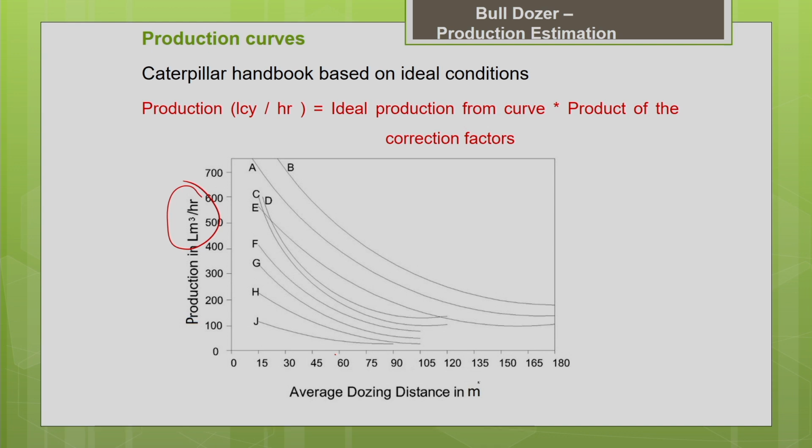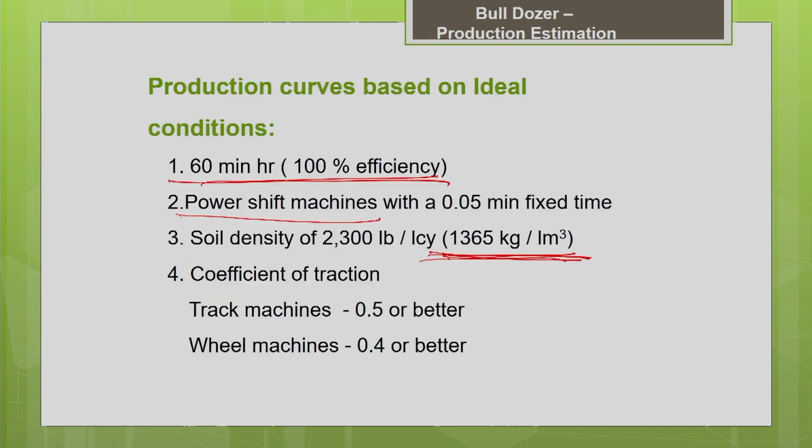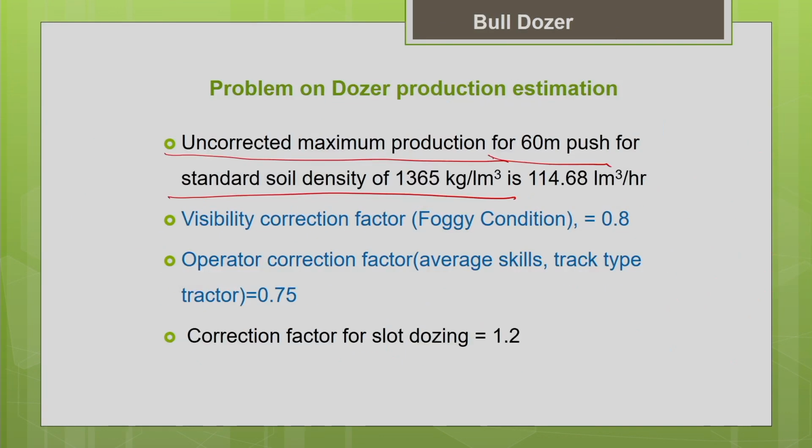So this uncorrected value, according to your project conditions, you need to correct it. First I am going to choose this value from the curve supplied by the manufacturer. That value is found to be 114.68 loose meter cube per hour. This value I am going to adjust according to my project conditions. Note that this is valid for the soil density of 1365 kg per loose meter cube. But in your project the soil density is different.